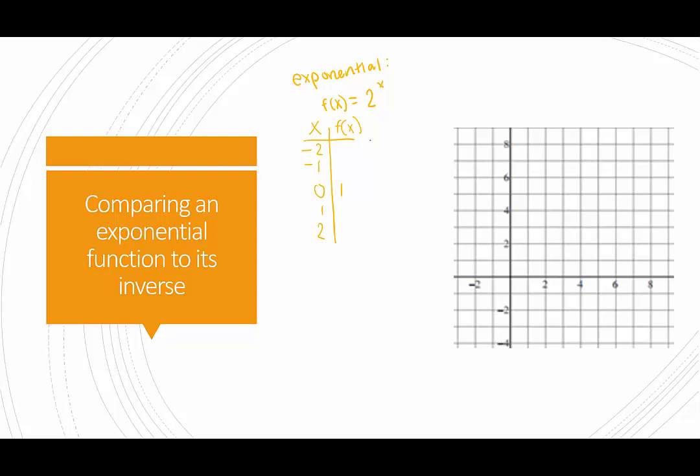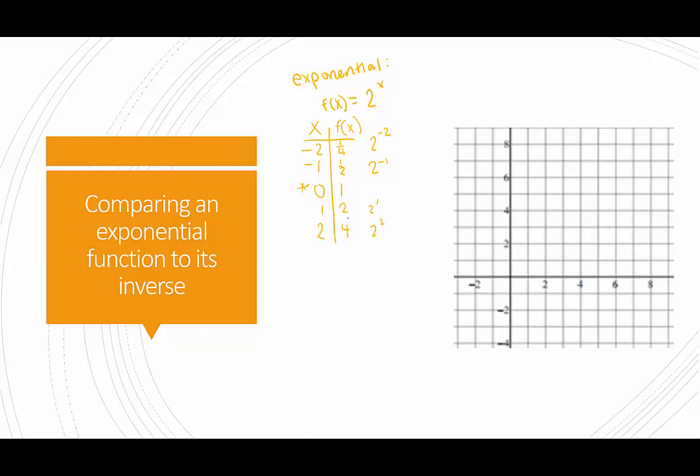So negative 2 for x, this would be 2 to the negative 2. That's 1 over 2 squared, which is 1/4. 2 to the negative 1, that's the reciprocal of 2, which is 1/2. 2 to the 0 is 1. That's our critical point. I'm just going to put a little asterisk by it. 2 to the 1 is going to be 2, and 2 squared is 4.